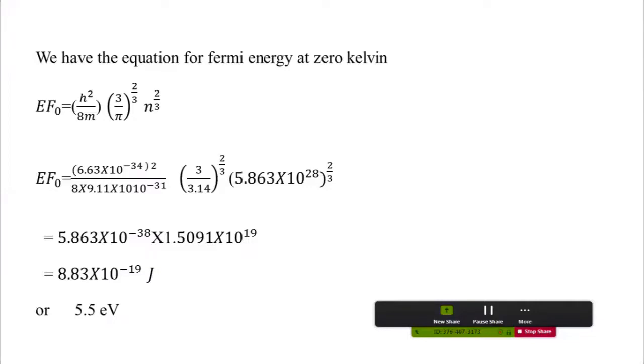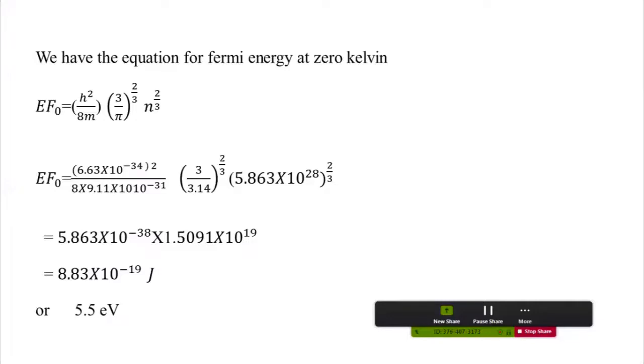Now the value we got is in joules, you need to convert it to electron volts. The value we got is 8.83 into 10 to the power minus 19. We can convert it to electron volts by dividing by 1.602 into 10 to the power minus 19. If you do it, you will get 5.5 electron volt. The Fermi energy at 0 Kelvin is 5.5 electron volt.